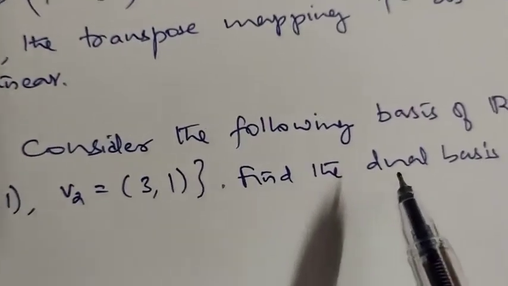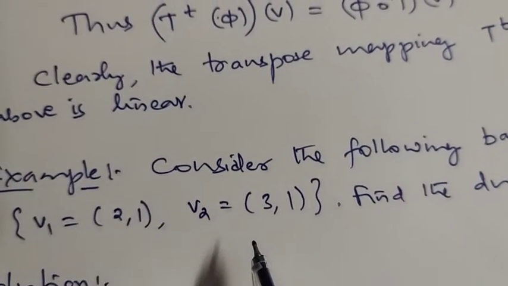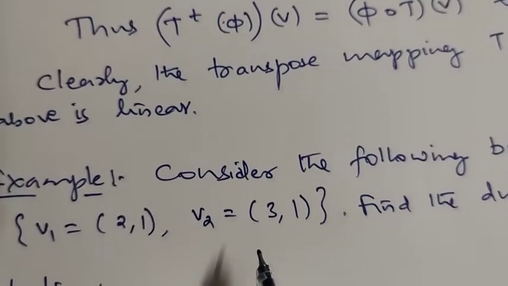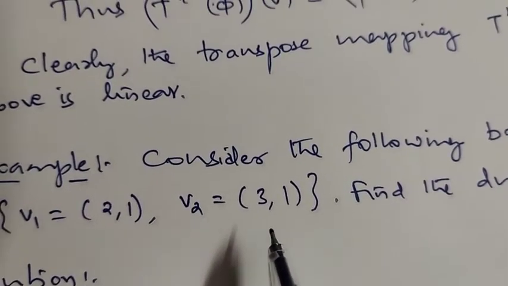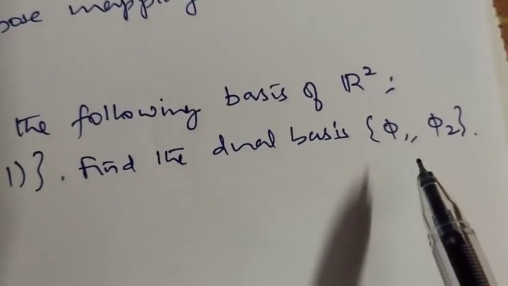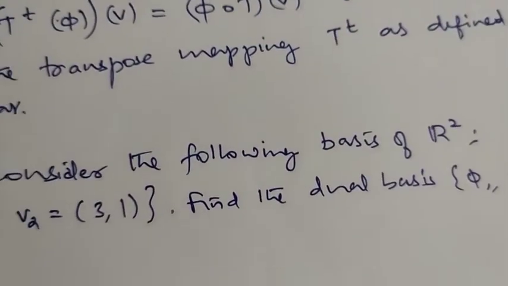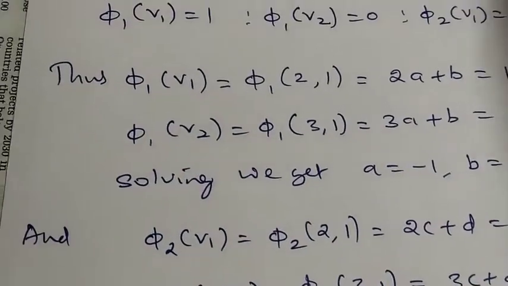For example, consider the following basis of R2: v1 = (2, 1) and v2 = (3, 1). Now we need to find the dual basis phi 1, phi 2 related to v1, v2. You already studied the dual basis in vector spaces.